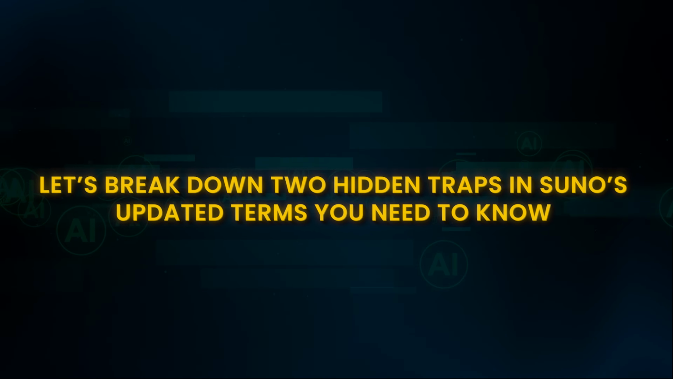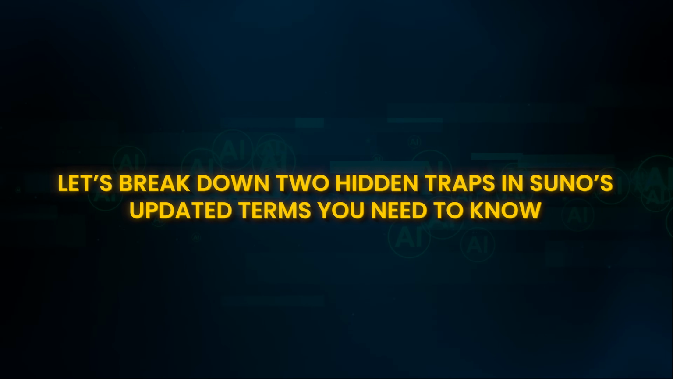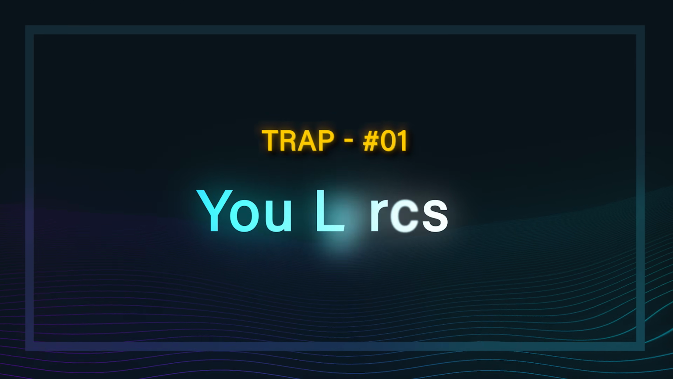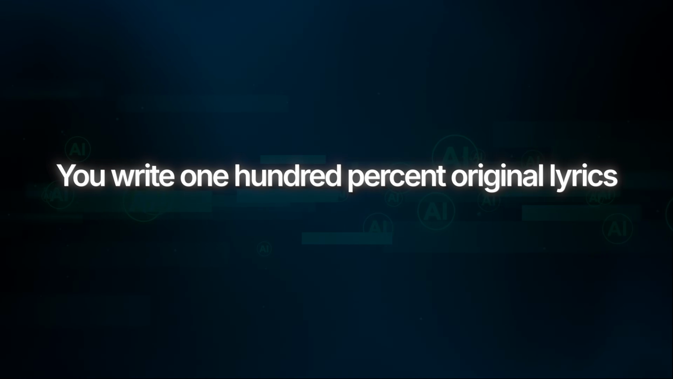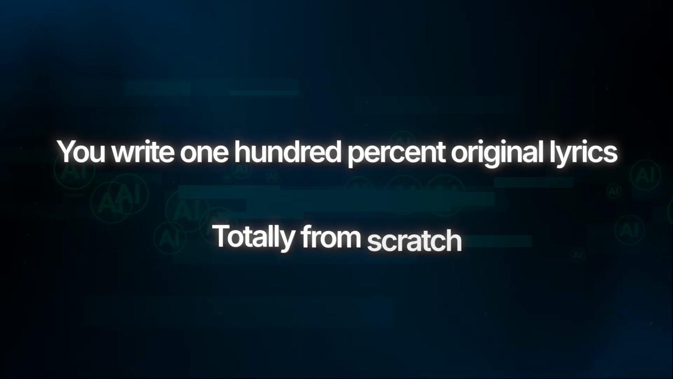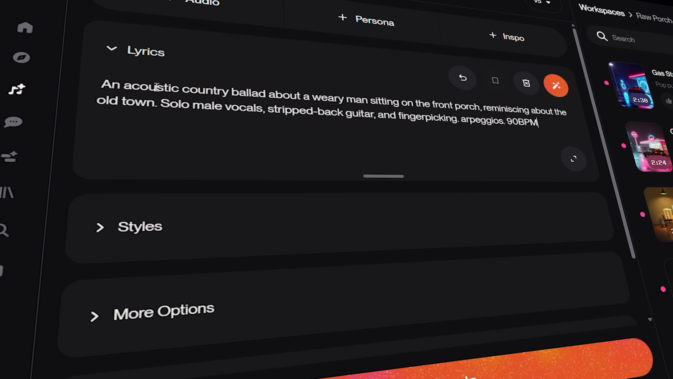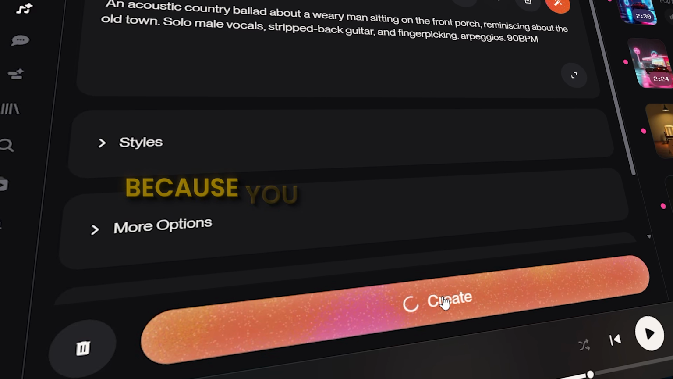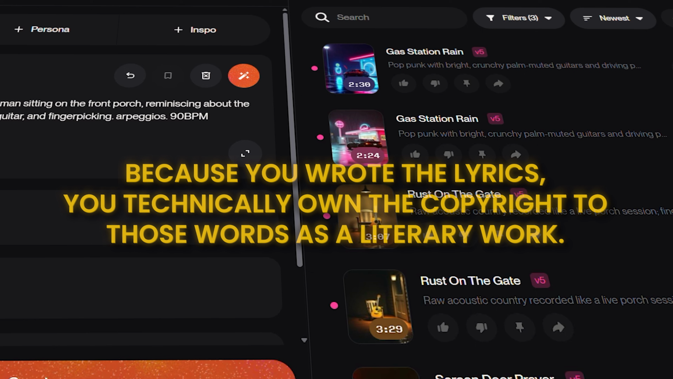Now, let's talk about two hidden traps in Suno's recently updated terms of service that you absolutely need to know about. Trap number one is your lyrics. Let's say you are a brilliant songwriter. You write 100% original lyrics, totally from scratch, from your own brain. You paste them into Suno's custom lyric box to generate a song. Because you wrote the lyrics, you technically own the copyright to those words as a literary work.